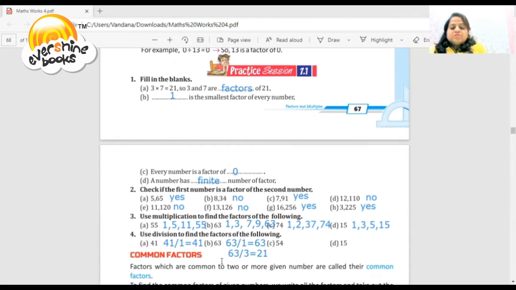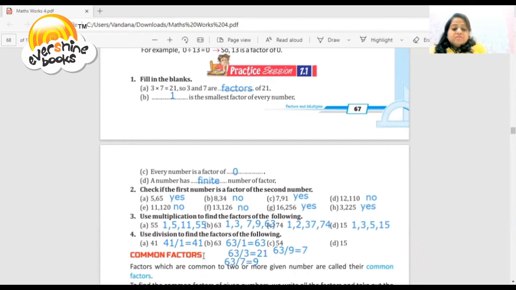Okay. Then again you have to write 63, the divide sign, and here write 7. So you will get the answer 9. Then again you can write 63 divided by 9. So you will get 7. So these are the factors.